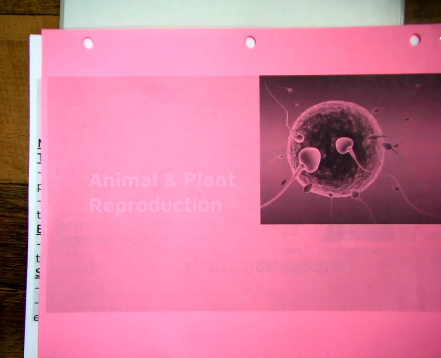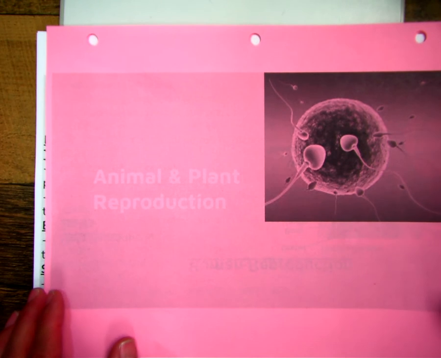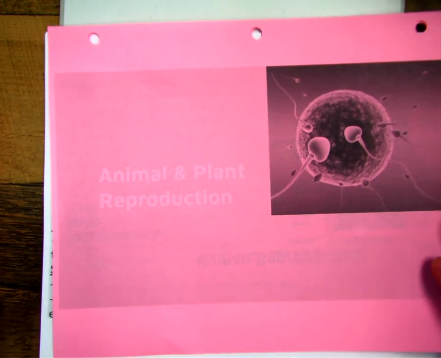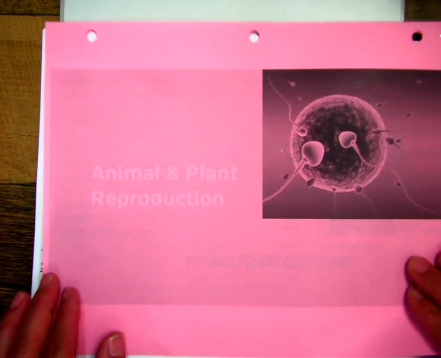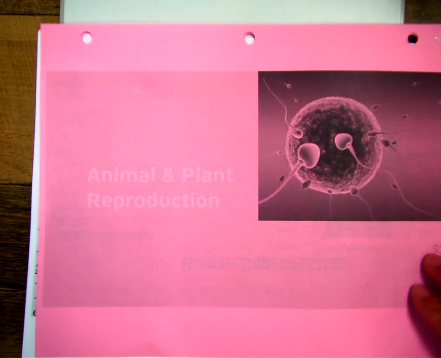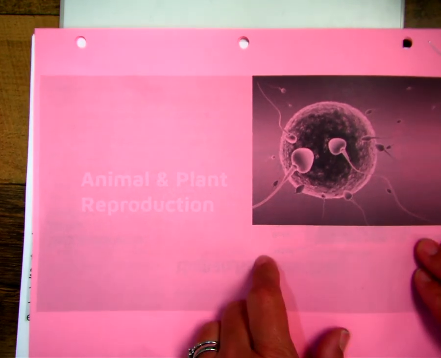All right, we're going to get started on animal and plant reproduction. We'll start with the notes video for part one. So we'll do male first and then female reproduction. Your note packet is pink.